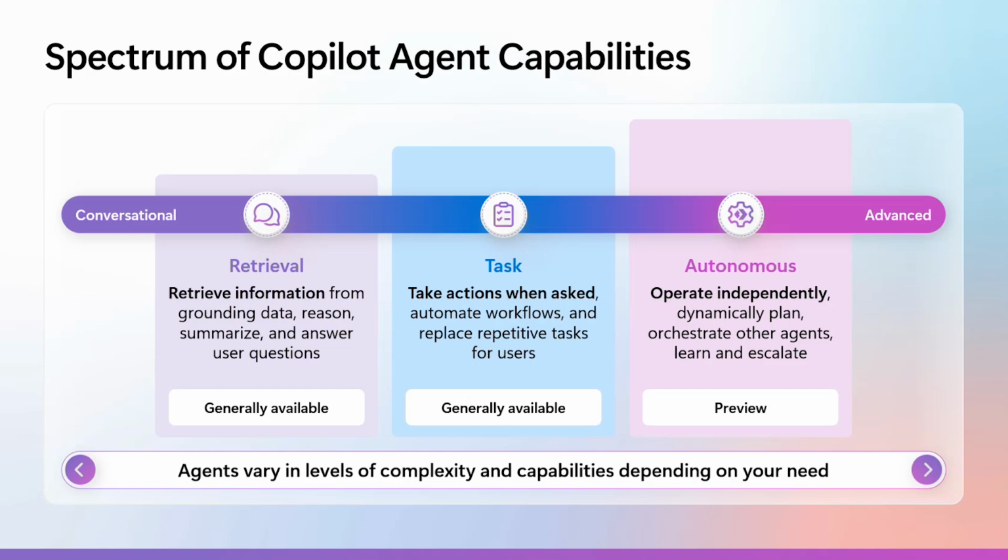Choosing the right type of agent is essential to maximize efficiency and achieve desired outcomes. So as you see, I have a variety of agents, and where people are maybe most using agents is to automate workflows and replace repetitive tasks for users. So let's check more details about agents here.